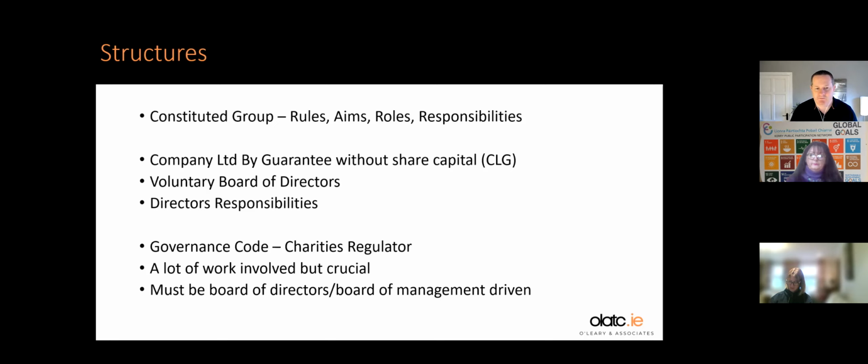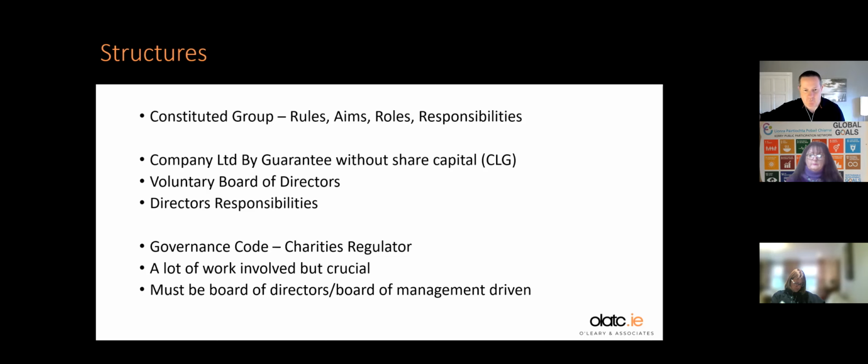Most board of directors, they're volunteers. They don't have time. They don't want to get involved in this sort of stuff. That's what they signed up to. So they have to do it. Now, the coordinator and manager can assist them. Absolutely. You can bring in a facilitator to the system. Absolutely. But it needs to be driven by them.